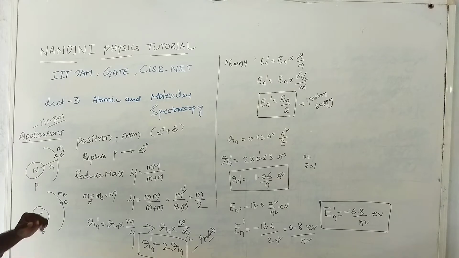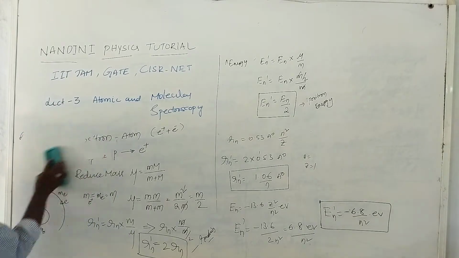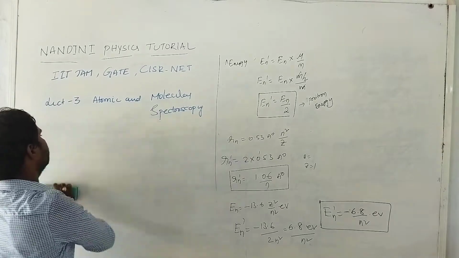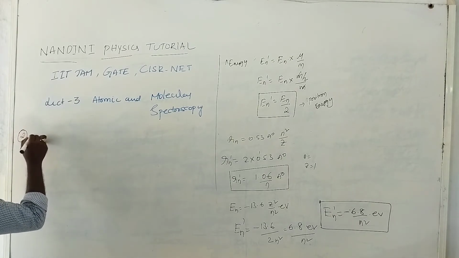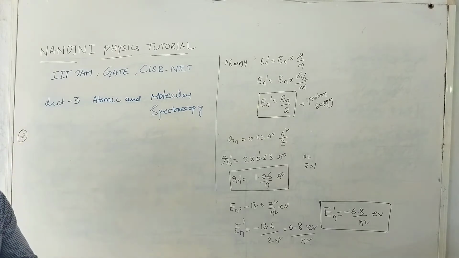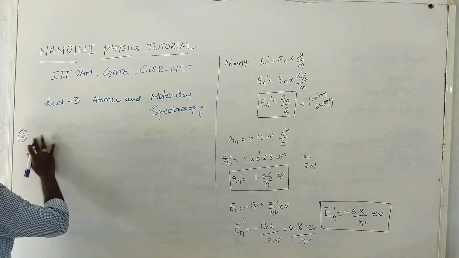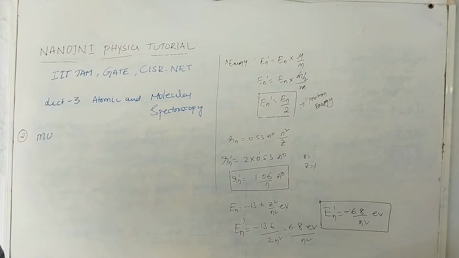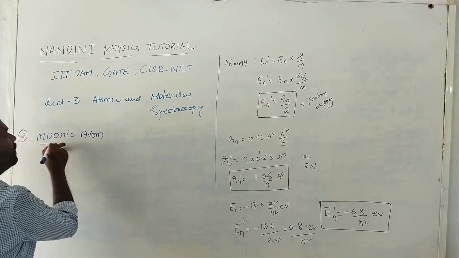So this is the positron atom. Right now I explained the positron atom. Now I will explain the muonic atom. Okay, so I erase these things. Next, second application is the muonic atom. Okay, so generally what is a muonic atom?